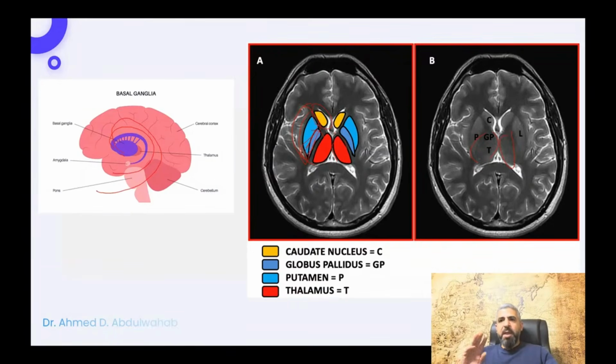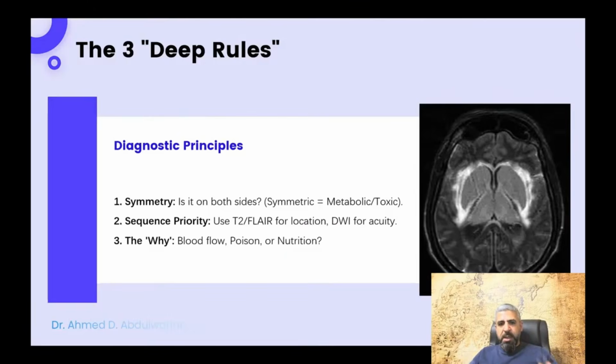Now, we have three deep rules. Symmetry is your best friend today. You have structures that are bilateral, symmetrical. So if it is on both sides, it's usually not a stroke. It's likely something the patient ate, inhaled, or is missing in their blood. So when it's symmetrical, usually it's metabolic or toxic.